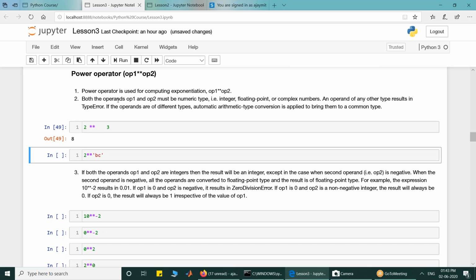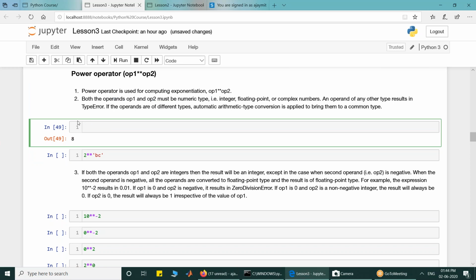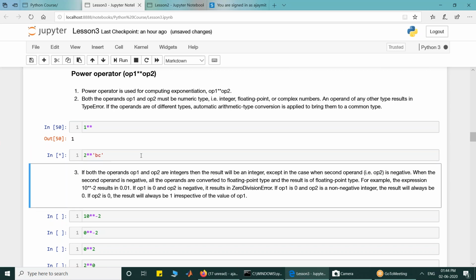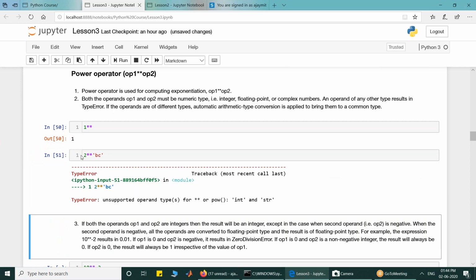The next thing that we have is that both the operands of the power operator must be of numeric type. Numeric type, you know, there are 3 types in Python 3. One is integer, one is float, one is complex. So when you apply power operator, you must apply it on numeric type. So 1 exponent 3 is okay. But if you start operating it on string, which is a sequence, you will start getting type error.